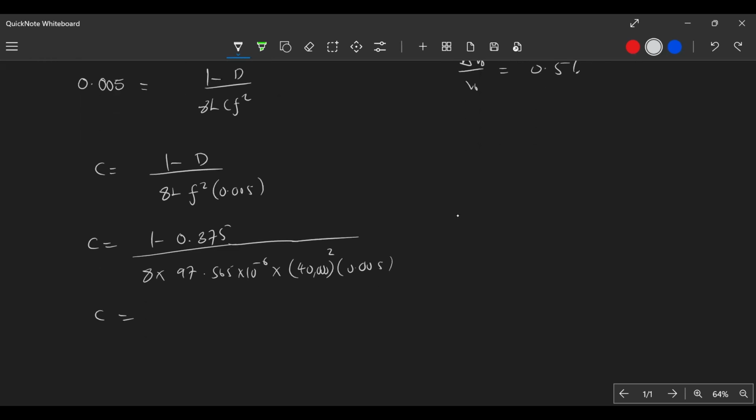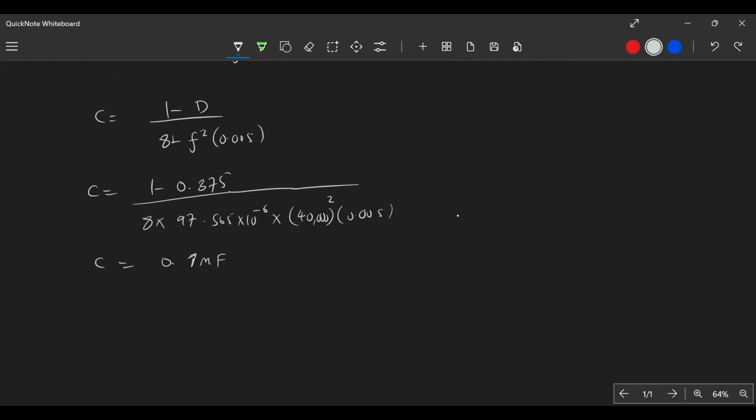The capacitance value of 0.1 millifarads, right? So this is the capacitance value that we need to use. Okay, 0.1 millifarads.